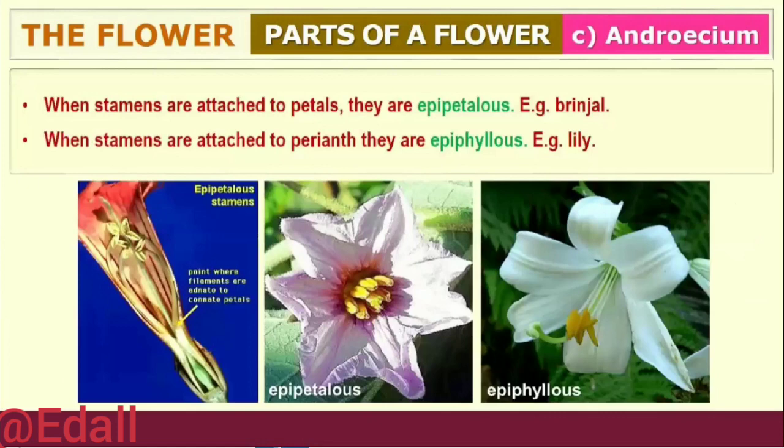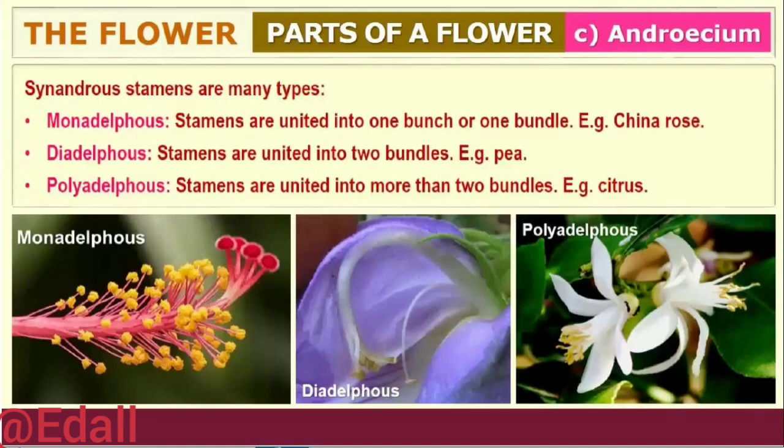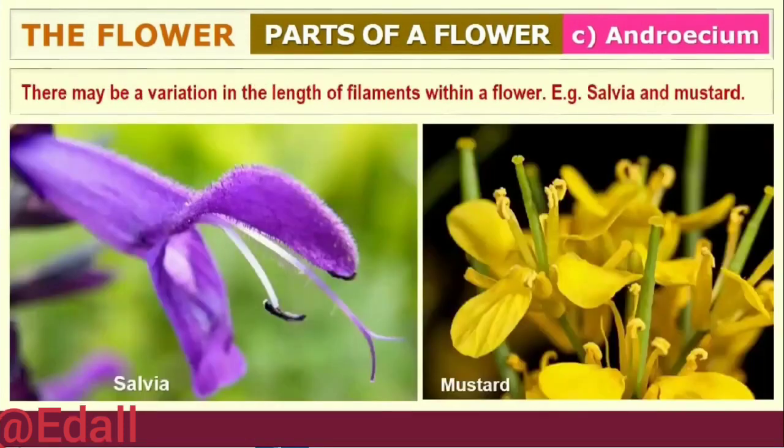Stamens of a flower may be united with other members such as petals or among themselves. When stamens are attached to the petals, they are epipetalous, as in brinjal, or epiphyllous when attached to the perianth, as in the flowers of lily. The stamens in a flower may either remain free, polyandrous, or may be united in varying degrees. The stamens may be united into one bunch or one bundle, monodelphous, as in China rose, or 2 bundles, diadelphous, as in pea, or into more than 2 bundles, polyadelphous, as in citrus. There may be a variation in the length of filaments within a flower, as in salvia and mustard.